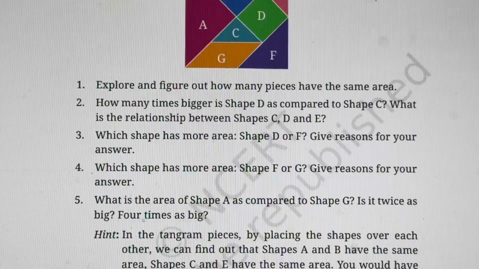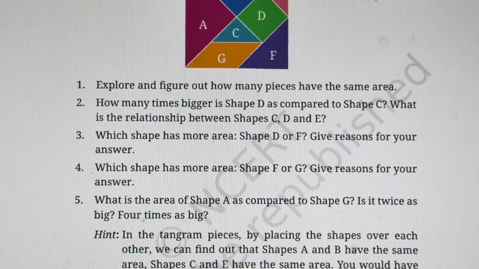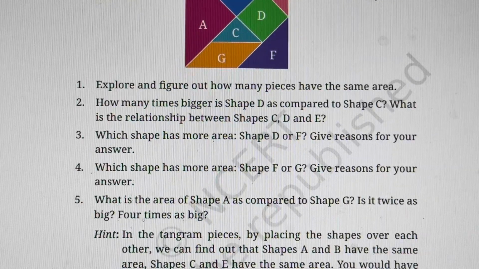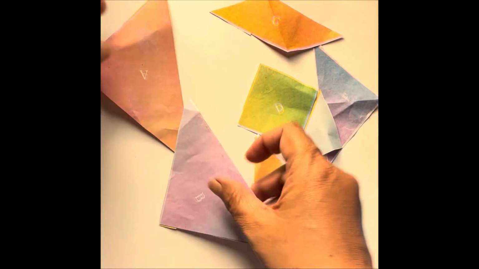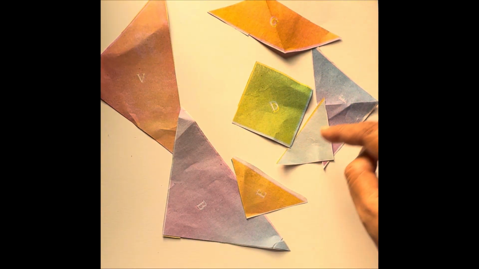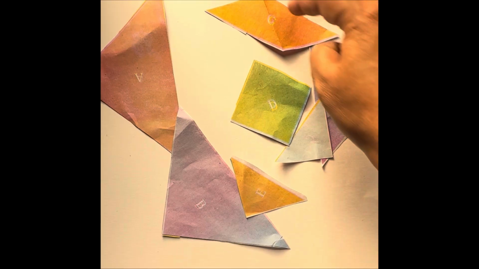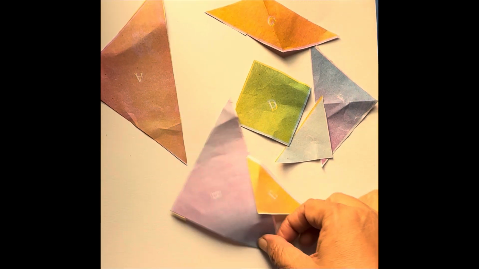So the first question is, explore and figure out how many pieces have the same area. Let us see which pieces have same area. Now I have cut out all the pieces. You can see A, B, this is C, D, E, F and G. So we have 7 pieces of the 10-gram puzzle.